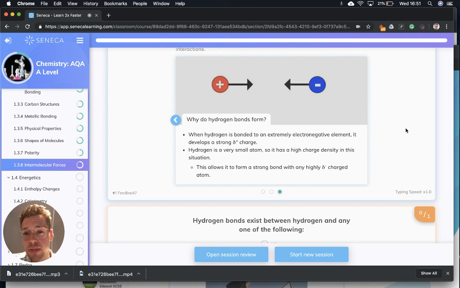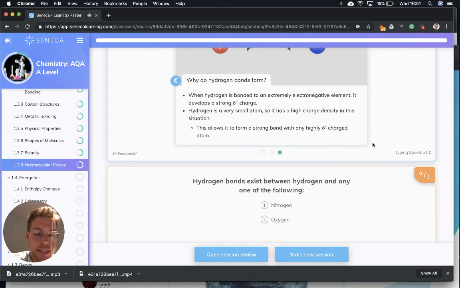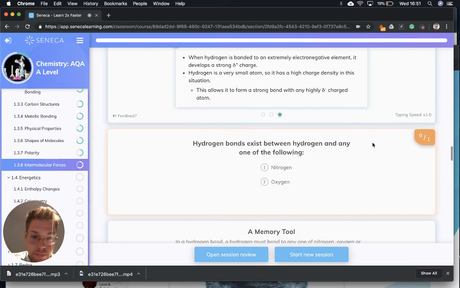Why do hydrogen bonds form? Well, when a hydrogen is bonded to an extremely electronegative element, it develops a strong delta positive charge. Hydrogen is a cute little small atom, so it has a high charge density in this situation. This allows it to form a strong bond with any highly delta negative charged atom.